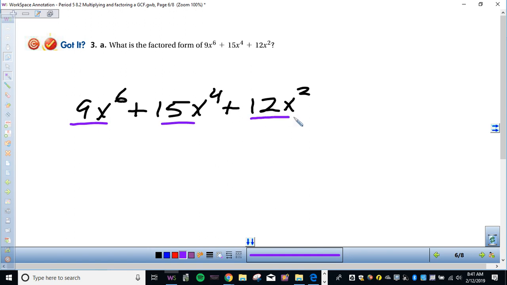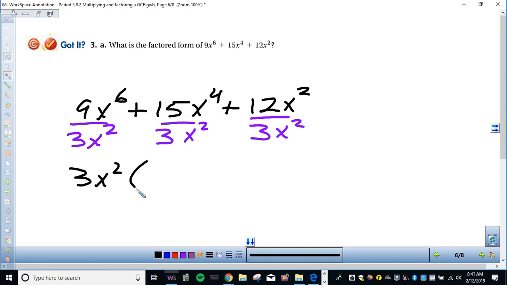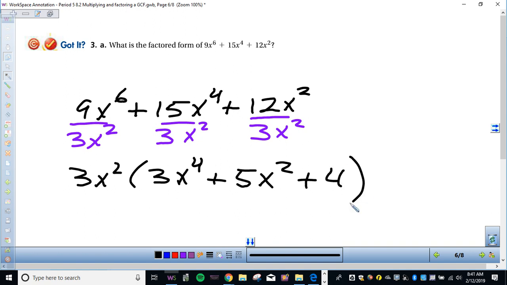Who can work you through the whole thing? Go for it, Chief. Okay, so the minimum thing you can divide by is x squared. Because that's the lowest. Biggest number I can divide out, smallest number of exponents I can divide out. Yeah. Okay? So then you got 3x squared outside the parentheses. And then it's 3x to the fourth. And then plus 5x to the second. Perfect.